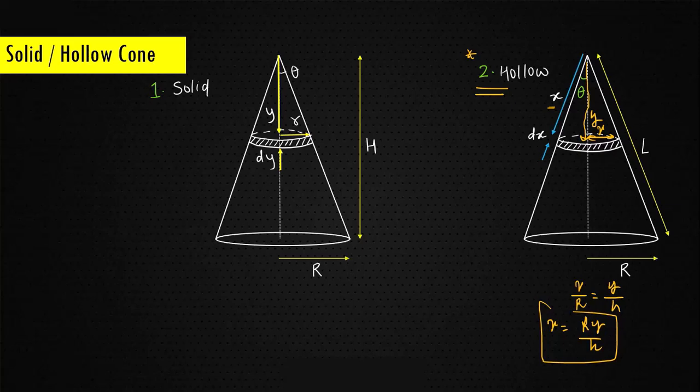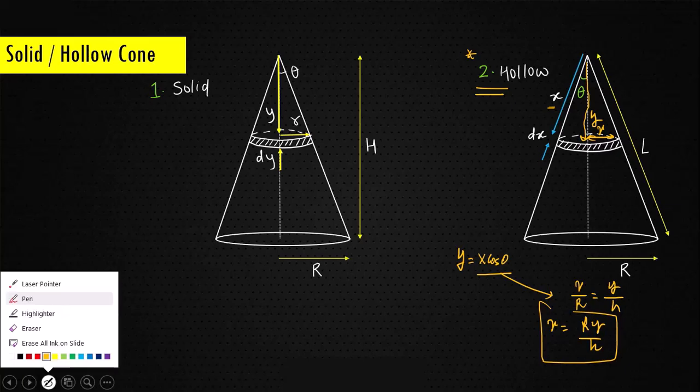Now, regarding this y, I can say that it is a function of x also, because y is nothing but x cos theta. So y equals x cos theta. If we put it over here, r becomes a function of x. What is theta? Theta is the semi-vertical angle, so that number is constant.